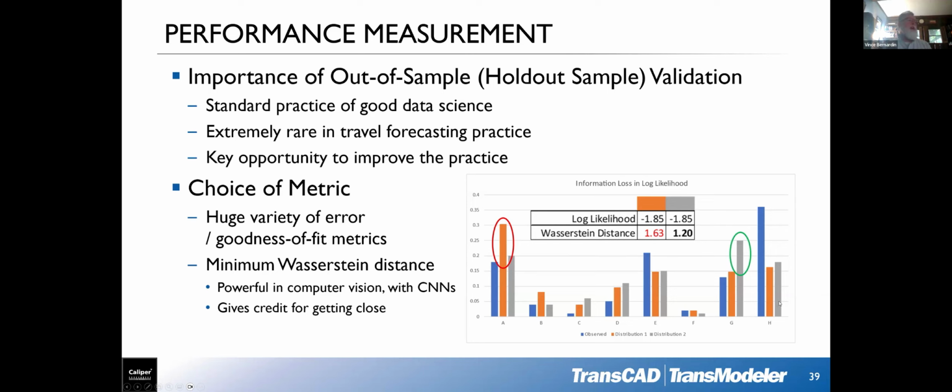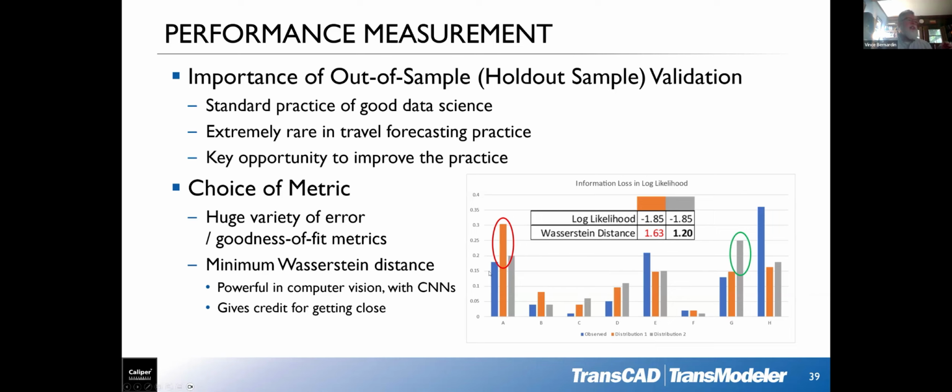And again, if A, B, C, D, et cetera are fruits and they're just categories, then log likelihood tells us that both the orange and gray models are just as wrong. And that's perfectly fine, right?